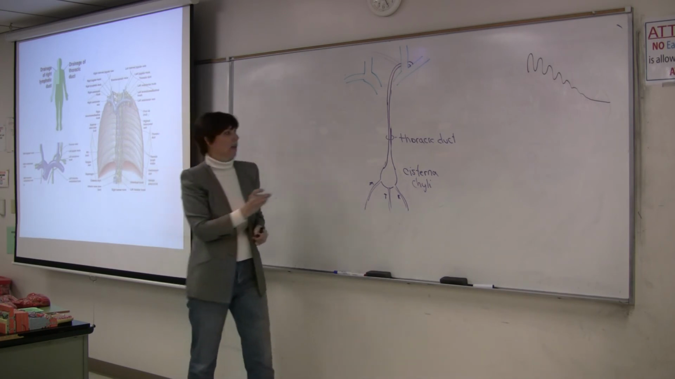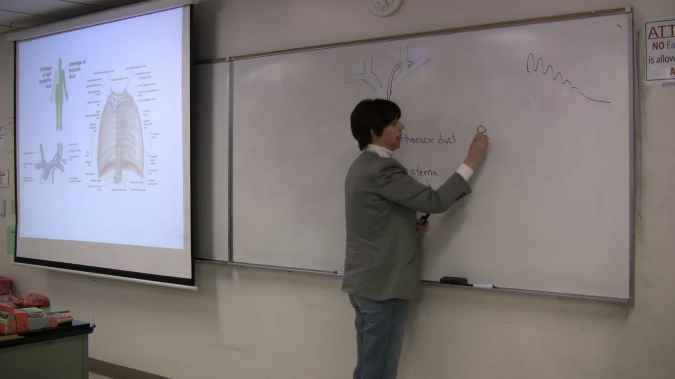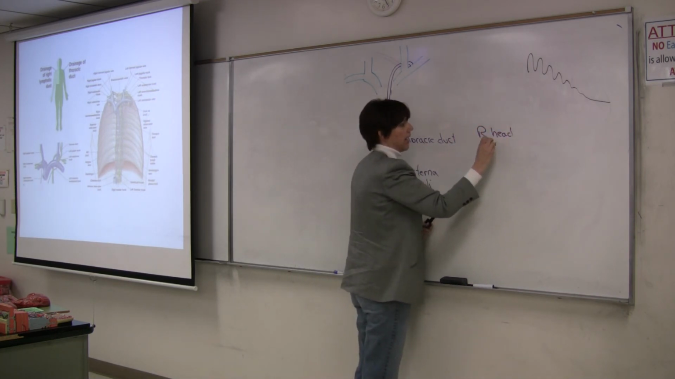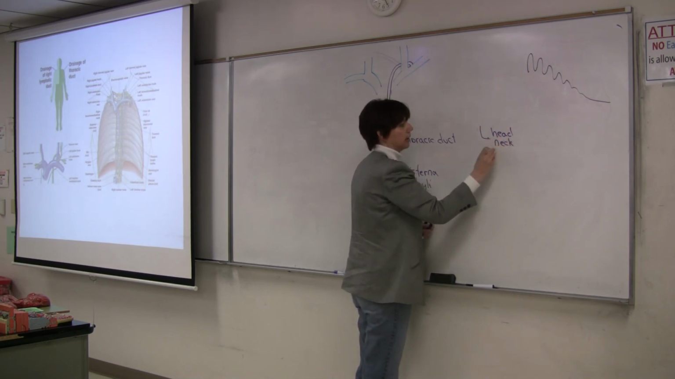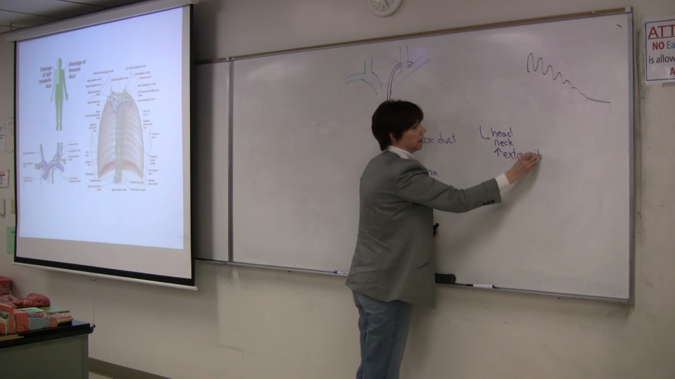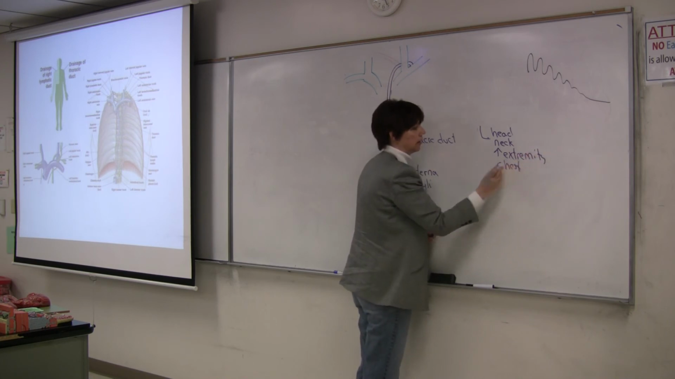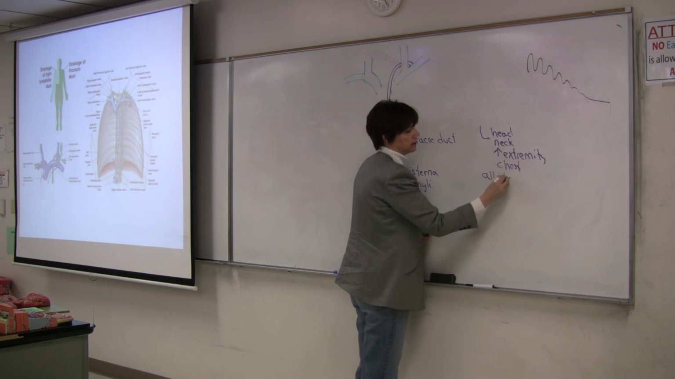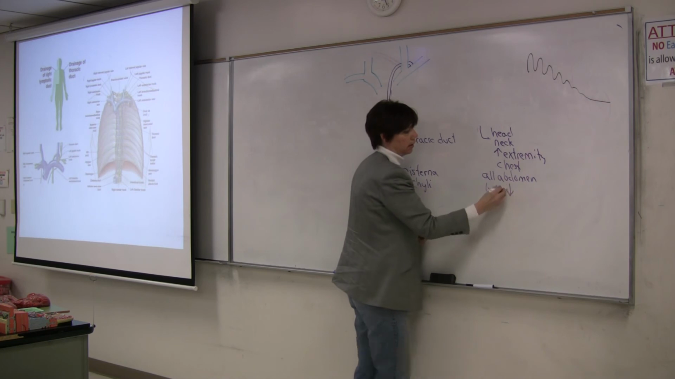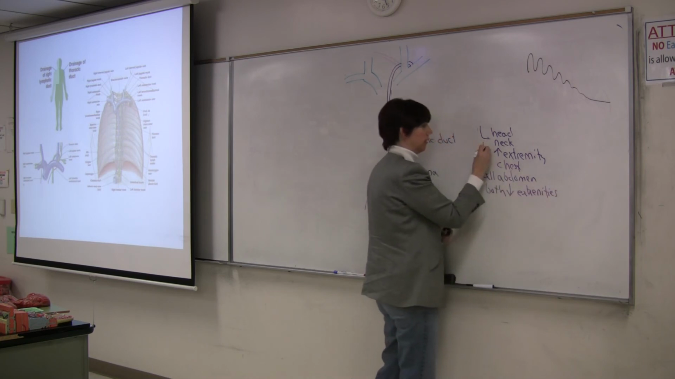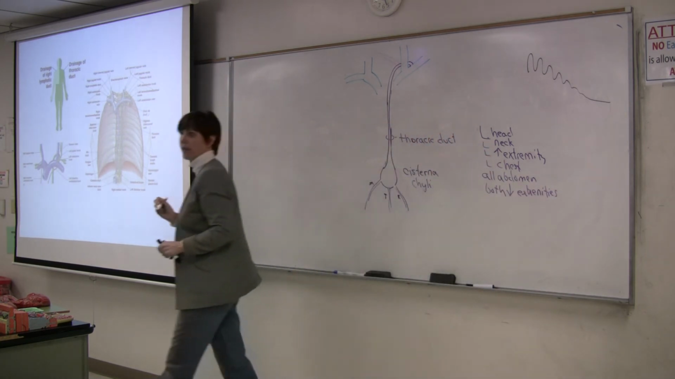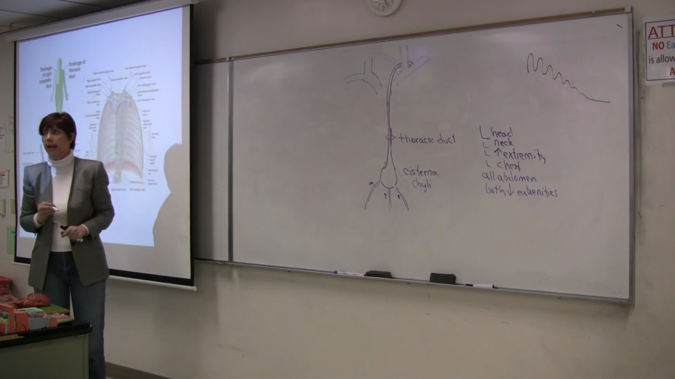All right, so this is going to carry lymphatic fluid from the left side of the head, neck, left upper extremity, left chest, and then all of the abdomen and both lower extremities. Sure would be a lot easier just to write leg, but that would be incorrect. Okay? So all of that is carried by the thoracic duct.